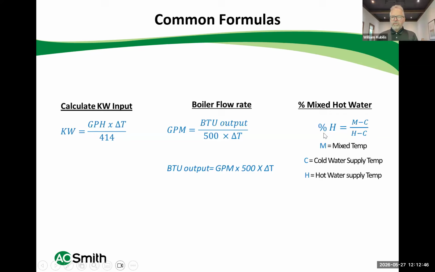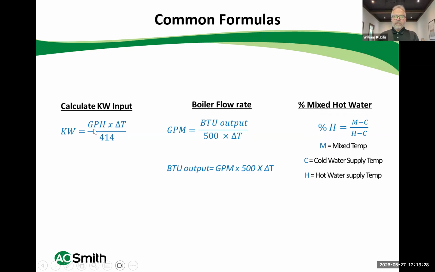If you're trying to figure out what my percentage of hot would be, my mixed temperature is usually 105 degrees for showers. We use 40 degrees for our cold water here. If you do know that you are working on a project that may be 35 degrees, I would enter that in. And your hot is what you store the water at. So if I stored my water at 140 degrees minus my cold, I can easily determine my percentage of hot water required for that shower. And then once I determine my amount of hot water, then the rest is pretty straightforward here.